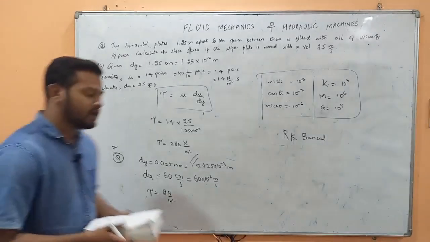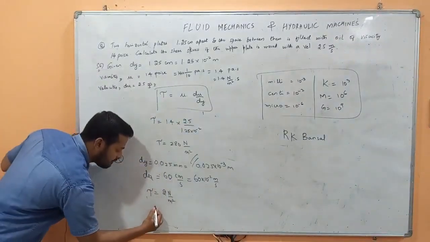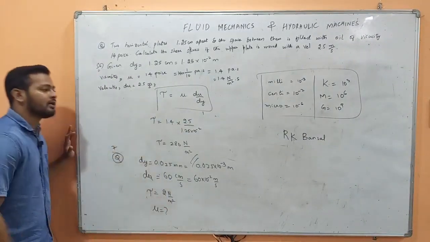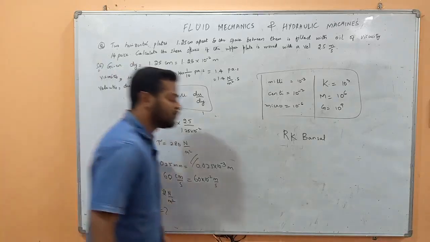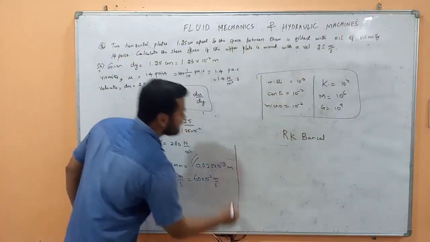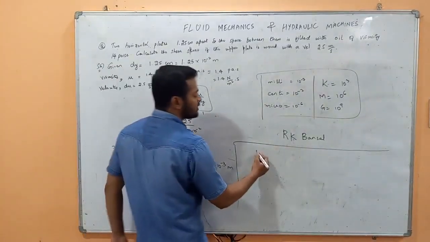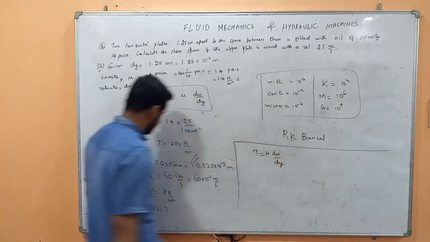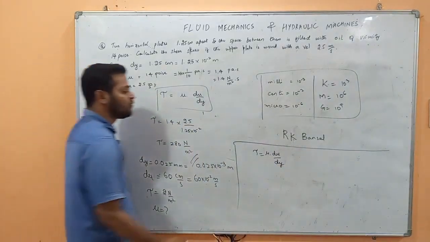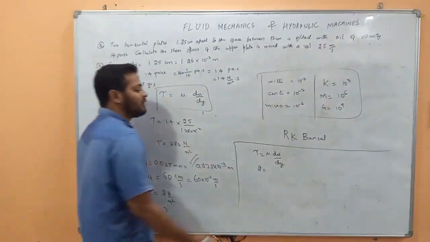Determine the fluid viscosity between the plates. Viscosity, you have to find out the value of mu. Whenever you come across the word viscosity, you have to use only one formula. Tau is equal to mu into du by dy. After substituting in that formula, I will write down the formula again here. Tau is equal to mu into du by dy. What is the value of tau? 2 is equal to mu. I have to find out the value of mu.